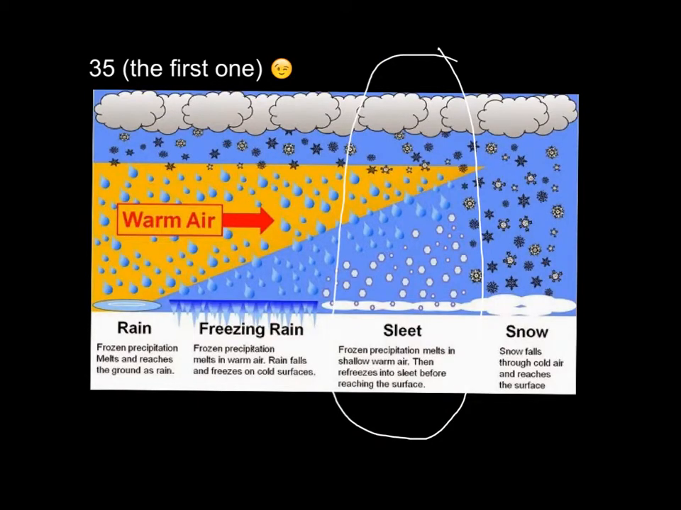Sleet is formed when frozen water up here in the clouds falls. It starts to warm up when it hits warm air, and then it melts. But then as it goes towards the ground, it hits an area of very cold air and it refreezes, falling onto the surface as sleet.